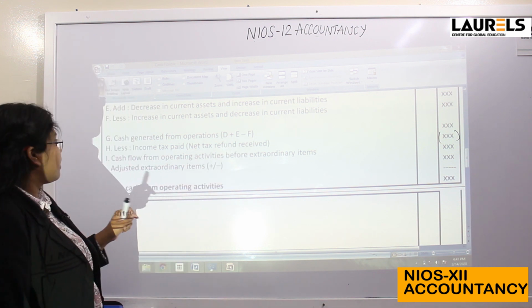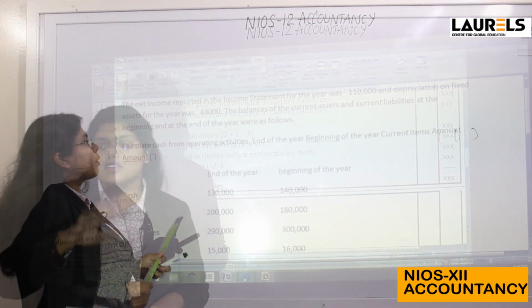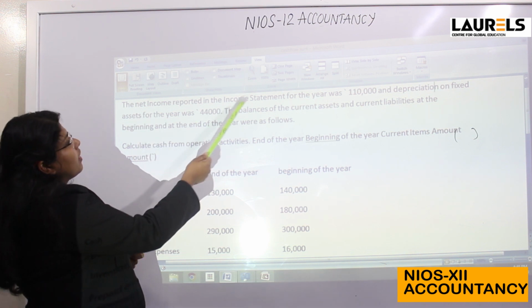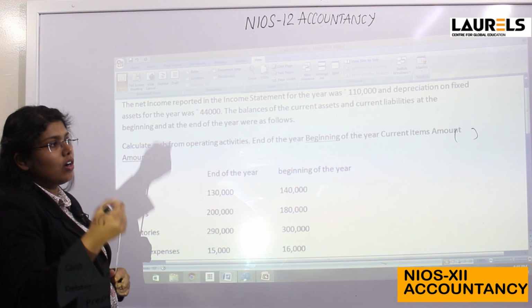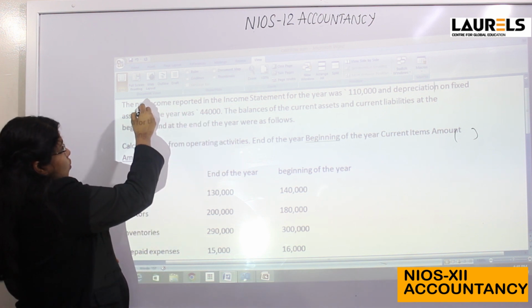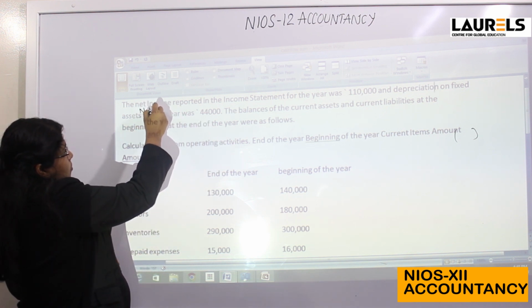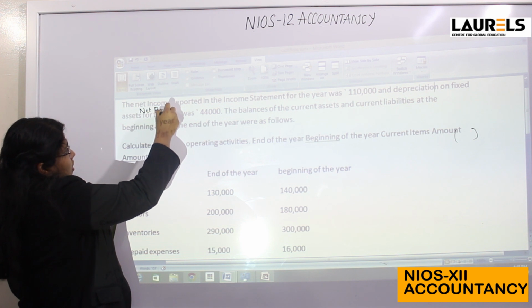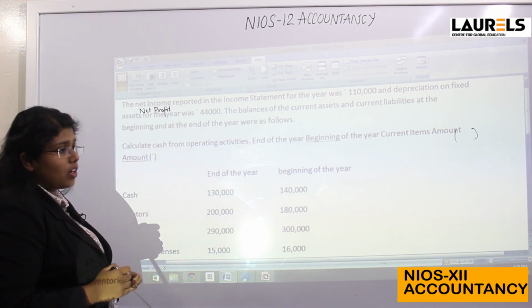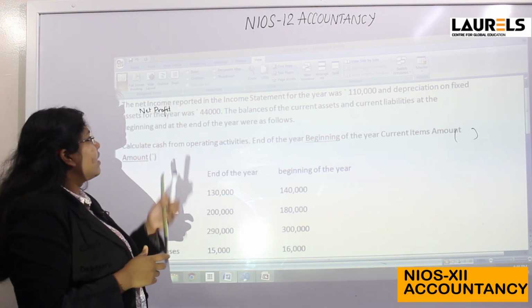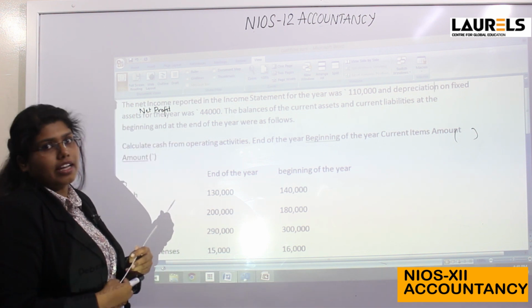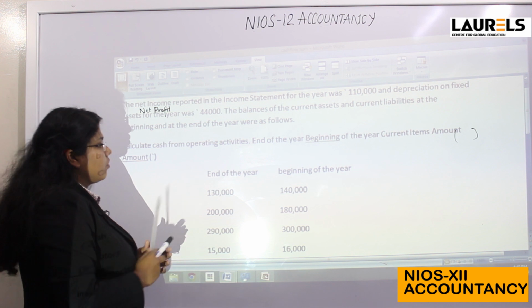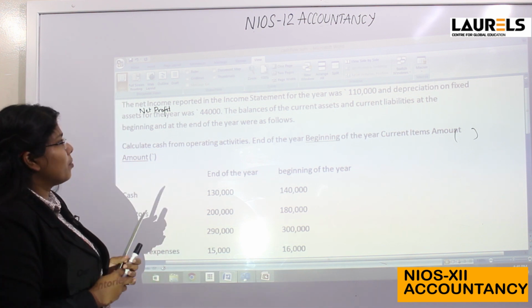Okay, next we will move on to a question. In this question we see the net income reported in the income statement was 1,10,000. Okay, you might have a small doubt because in the format I told net profit. That is at the end of the profit and loss account. This is only the income statement, they are giving you the net income. So you can take it in the place of net profit. Okay, so I'll show you where that net profit will be taken.